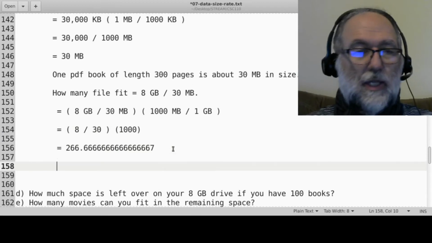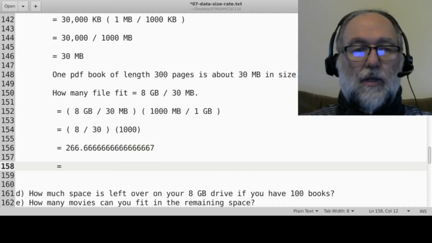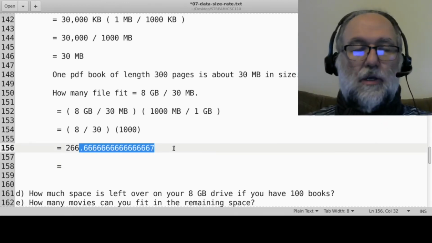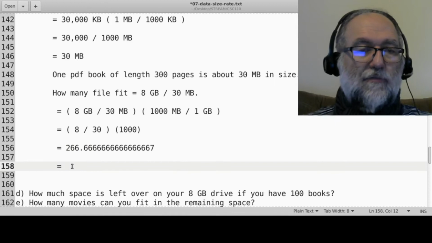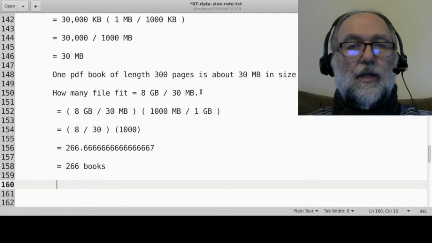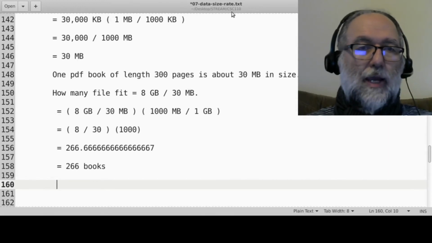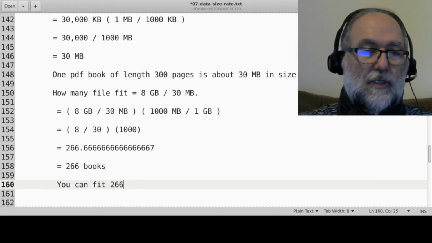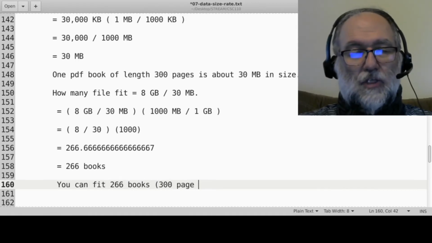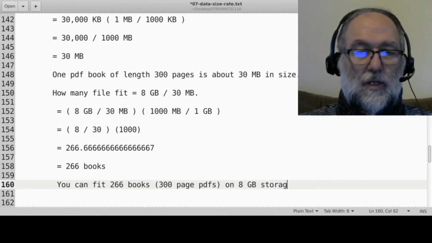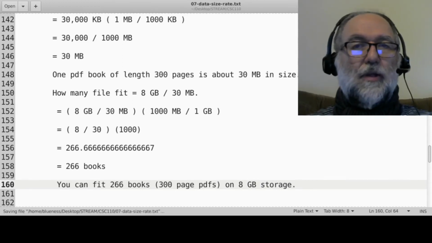My calculator is giving a lot of decimals, but there's no such thing as a fraction of a book. So we're just going to dump that fraction, and we'll say 266 books. That's the answer: you can fit 266 books, and these are 300-page PDFs on 8 gigabyte storage. All right, that answers that question.